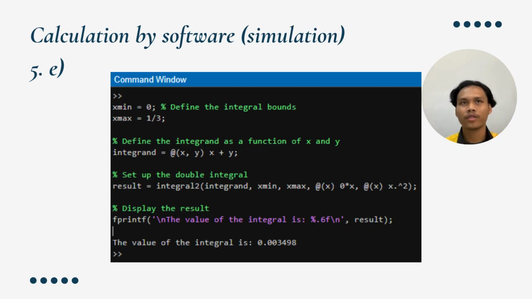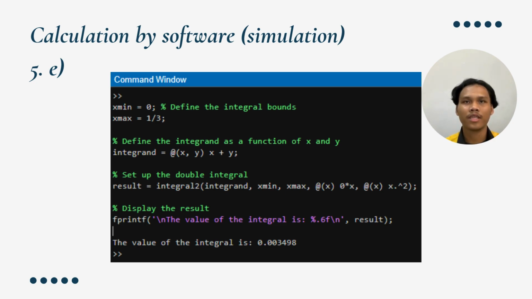Now we're moving on to calculation by software. So for question 5e, first we define the integral bound, which is x min and x max. And then we define the integrand function. In MATLAB I use integrand equals to alias x comma y in bracket x plus y semicolon. So this defines the integrand function.